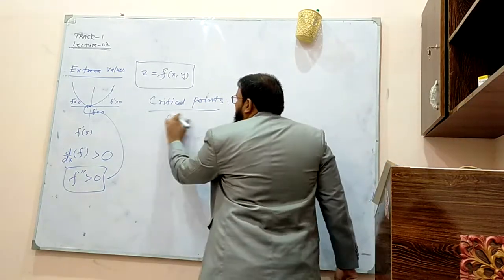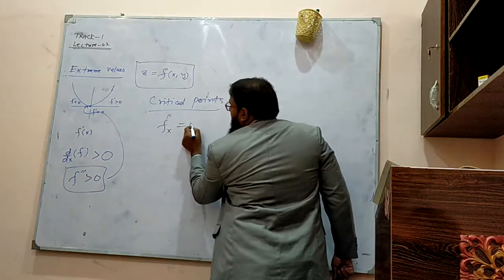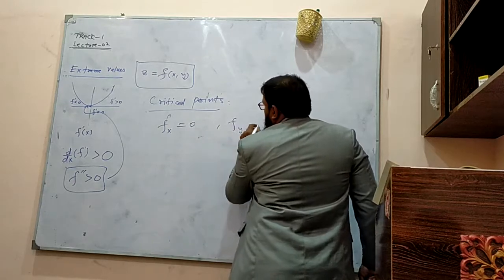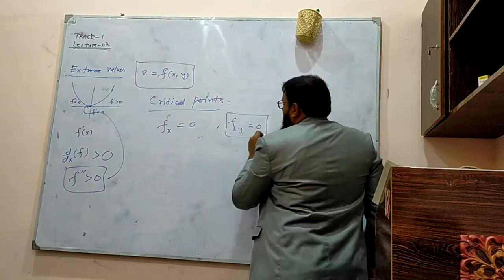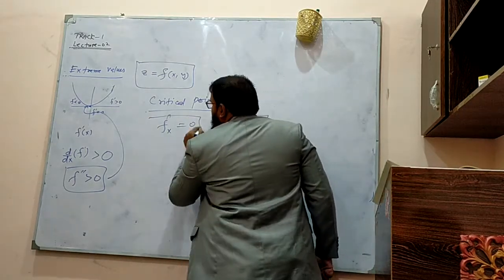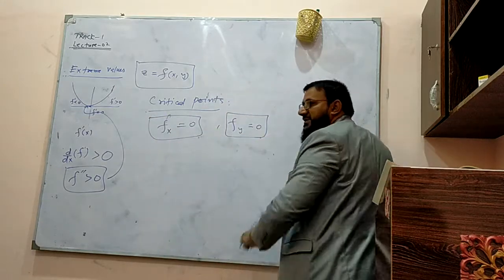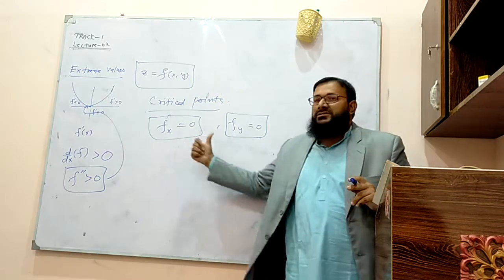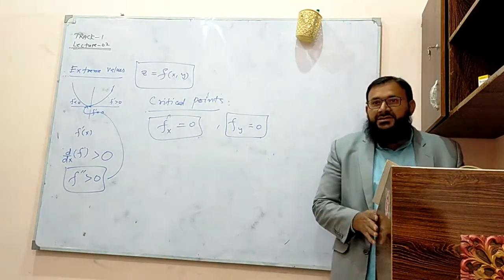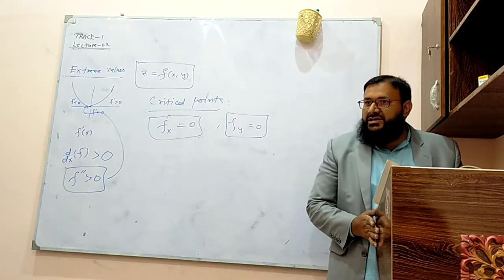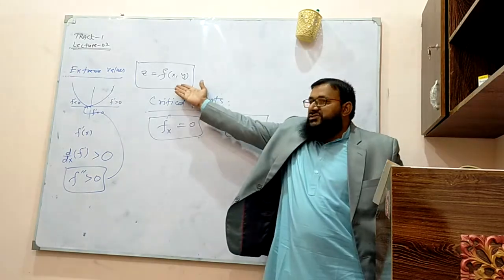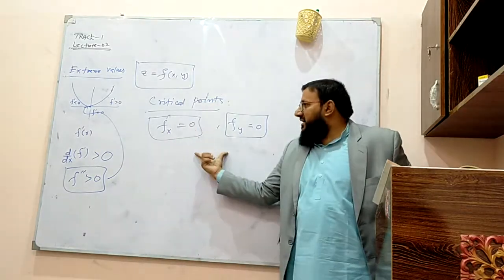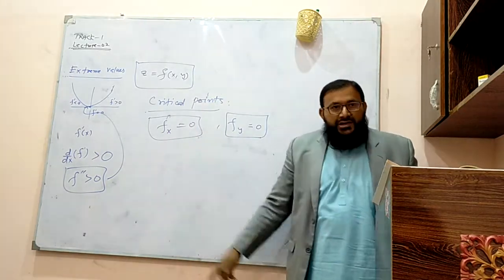And how do you find this? Simply set these two equations equal to 0: the first partial with respect to x and the first partial with respect to y. How many equations? Two equations. How many variables? Two variables, because this function contains two variables x and y. Solve this, and you will get critical points.